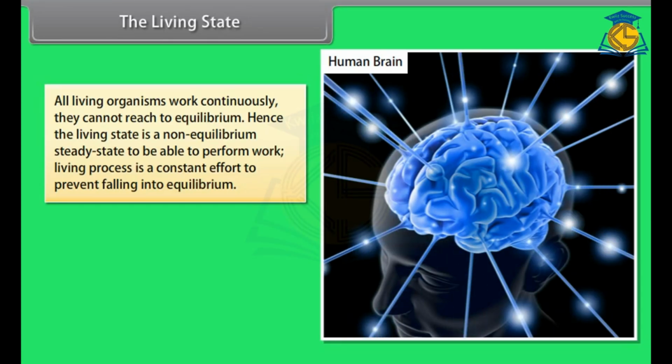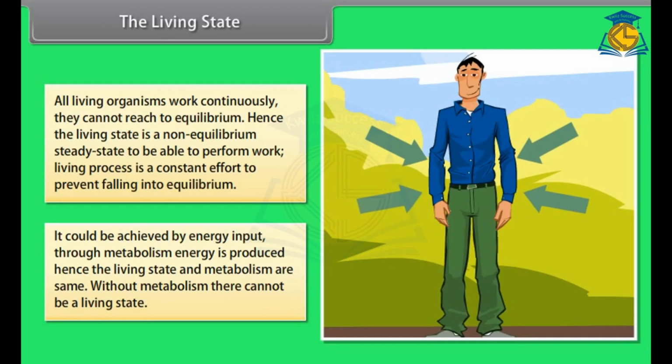The living process is a constant effort to prevent falling into equilibrium. It can be achieved by energy input. Through metabolism, energy is produced. Hence, the living state and metabolism are the same. Without metabolism, there cannot be a living state.